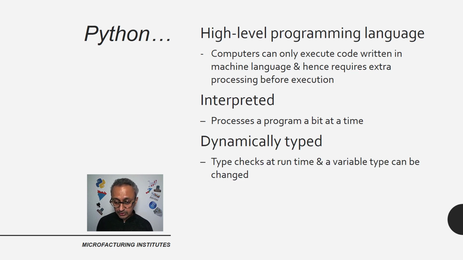Dynamically typed. We're going to talk about that in one of the examples. In other languages you have to define your variable type. For example, if you call a variable type integer, you cannot change that to type string, or something like that. But in Python you can. You can assign an integer to a variable, and then later on assign a string or a text to that variable.